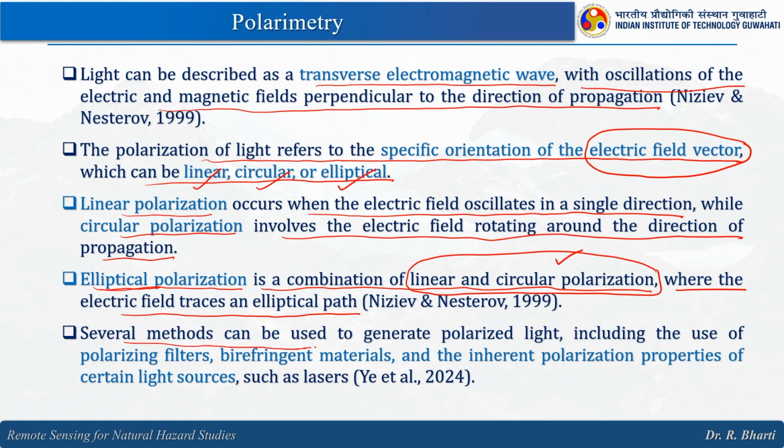Several methods can be used to generate polarized light, including the use of a polarizing filter, which was very common in our microscope, birefringent materials, and the inherent polarization properties of certain light sources such as lasers, right. So, these are used to get the polarization of the light, and now we will understand how it is being used in microwave remote sensing.